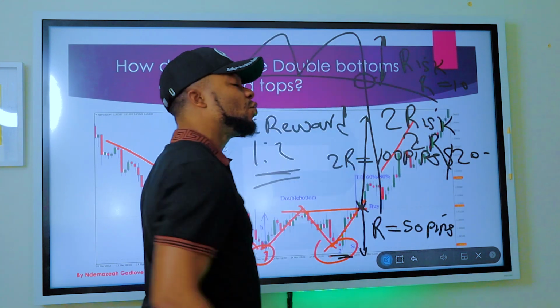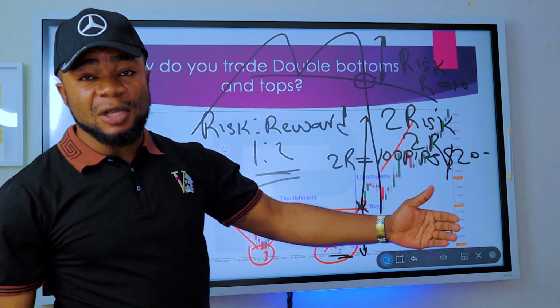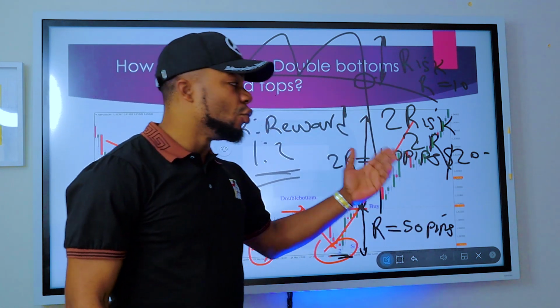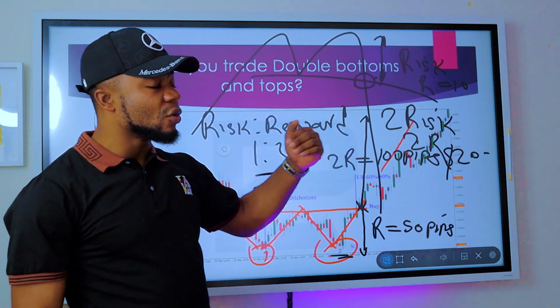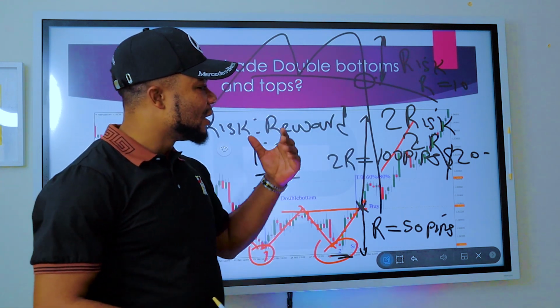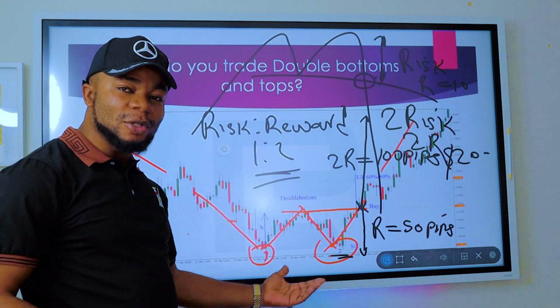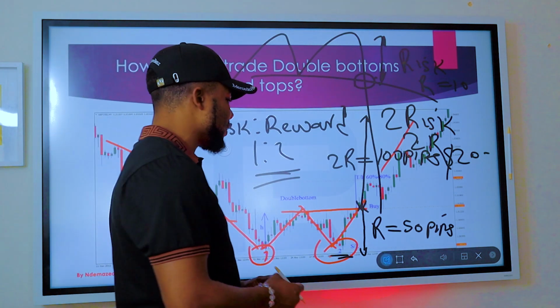$20. Or if I'm risking 20, it can be in terms of dollars or in terms of pips. If you're risking 10 pips, you must go for at least 20 pips. If you're risking $10, you must go for at least $20. All right, so that is how you are able to trade double bottom and double top. You see this in forex trading all the time.